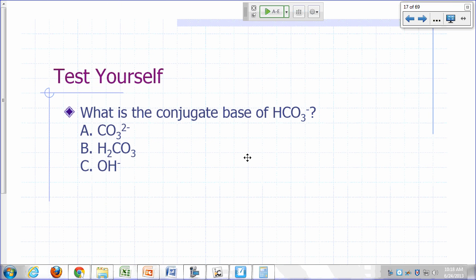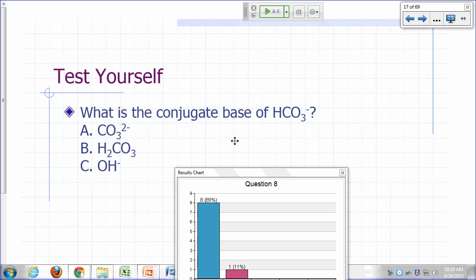What's the conjugate base of HCO3 minus? The conjugate base is what you get if you behave like an acid, right? If you behave like an acid, you end up being the conjugate base. So that's what you get after you've lost your proton. Carbonate ion, very good.